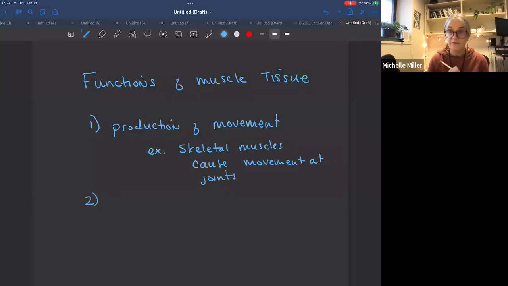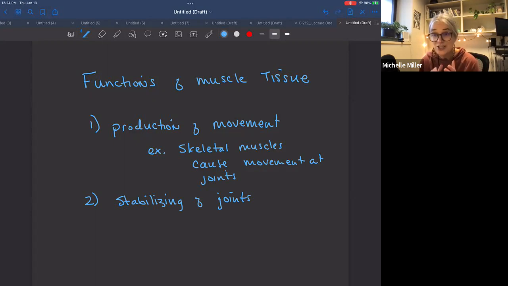The second function would be that it stabilizes joints. So the stabilizing of joints. And you probably heard how important muscle tone is in the body. So muscle tone is a state of partial contraction, and this actually helps to stabilize the joints.